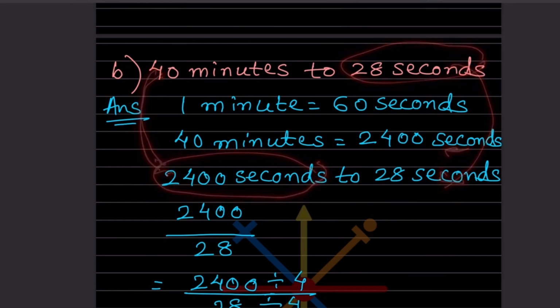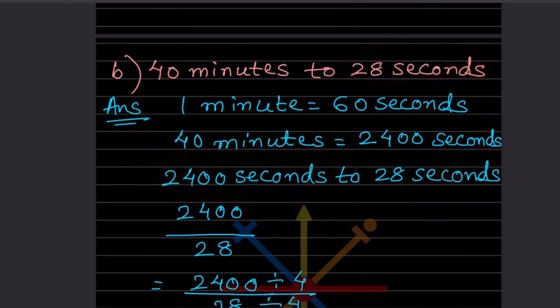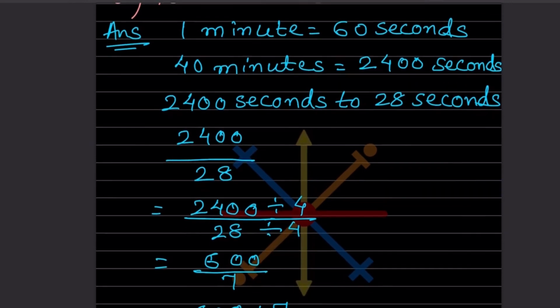So now we are going to start with this step. Now what we can do over here, we can divide it, 2400 divided by 28. Or if you want one step, you can write 2400 is to 28. And then you will write this step. So now here you got this one. Now you are going to simplify.